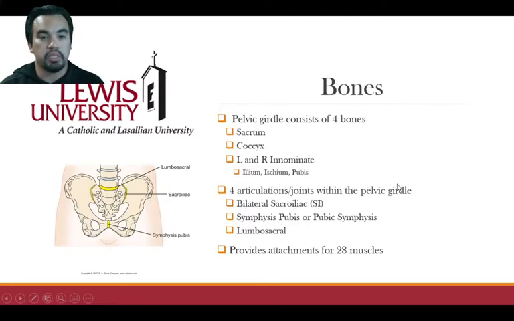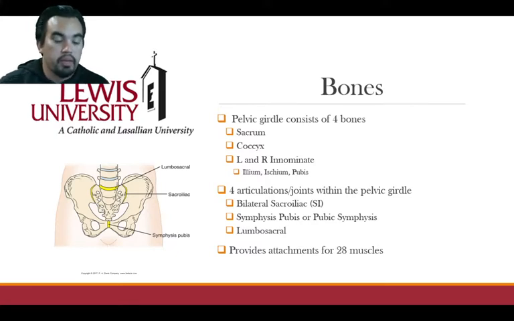So what bones constitute the pelvic girdle? Well, it consists of 4 different bones: the sacrum, the coccyx, and the left and right innominate bone, which is further divided into the ilium, the ischium, and the pubis. Within this pelvic girdle, there are 4 different articulations. We have the bilateral SI joint, we have the symphysis pubis, or what I call the pubic symphysis, and then we have the lumbosacral union, or lumbosacral joint.